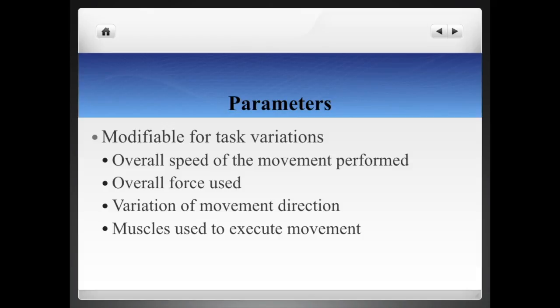The overall force parameter is involved with determining how forcefully the relevant muscles will contract when they are recruited by the program for the movement. Variation of movement direction, simply stated, is if you want to kick a pass to a fellow player, you would change your parameter to be able to accomplish this movement versus kicking a goal. Both movements would be done differently, or you would use different parameters or different direction. And finally, muscles used to execute the movement. These are basically the muscles that are activated in order to complete the movement.